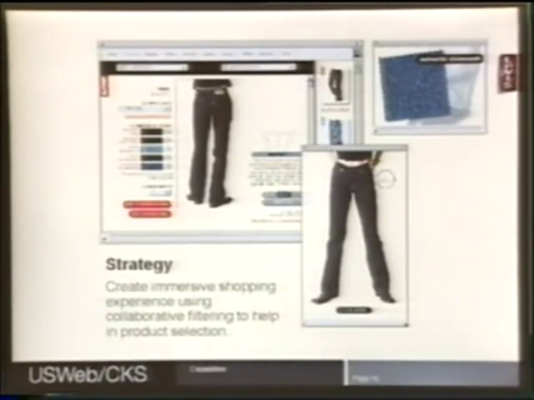Well, USWebCKS came in and focused on the objective of creating a comprehensive e-commerce website, certainly to be delivered in time for the 1998 holiday season. So certainly looking at all the upfront strategy work that had been done here, looking at the demographic audience of who would purchase Levi's or Dockers, and tailoring a specific e-commerce solution and building the strategy around how to make this successful and how do you take essentially a brick and mortar business and transition that onto the internet. The strategy was to create an immersive shopping experience using collaborative filtering to help essentially in product selection.